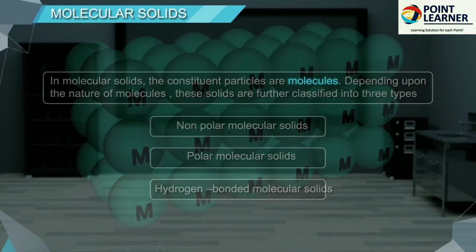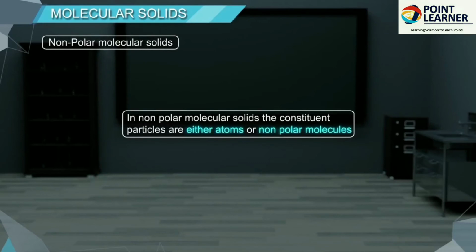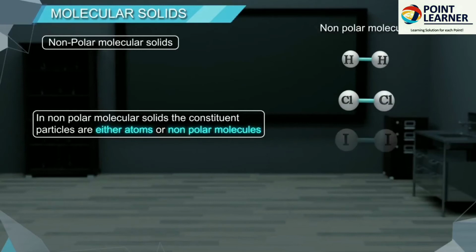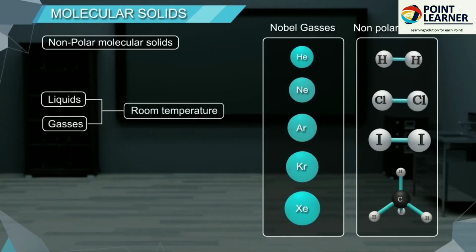What are nonpolar molecular solids? In nonpolar molecular solids, the constituent particles are either atoms like noble gases such as helium, neon, argon, etc., or nonpolar molecules like H2, Cl2, I2, CH4, etc. Generally, they are liquids or gases at room temperature such as fluorine, oxygen, or nitrogen of neighboring molecule.